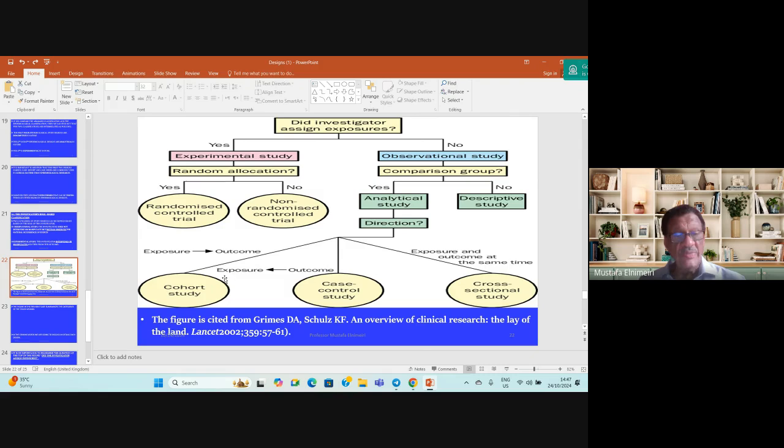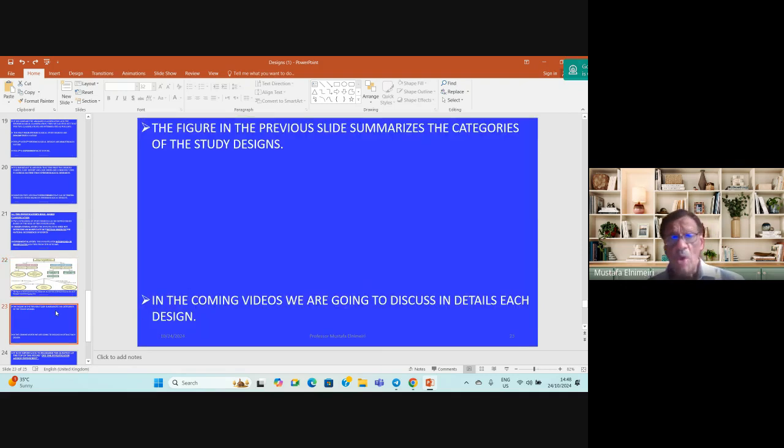Or if the investigator subdivides the individuals into two groups, exposed and non-exposed, in the sense that the study starts with identifying the exposure status, and then you follow them over a period to find the outcome of that exposure, whether they developed the disease or did not develop the disease, that is cohort study design. And if the investigator finds the exposure and the outcome simultaneously at one particular point, then this is a cross-sectional study design. It's important that you revise this figure, which summarizes the categories of the study design and enables beginners especially to understand exactly how to identify the study design.